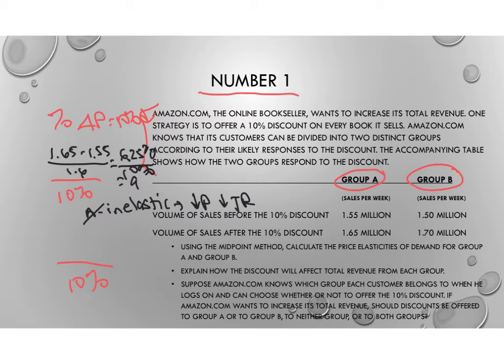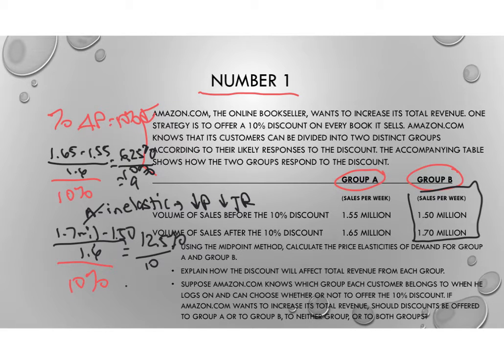For Group B, I am looking at the sales that are here on my schedule, okay? And I'm using the midpoint formula, but I'm answering each of these questions at the same time. In this case, now I have 1.7 million minus 1.5 million all over 1.6 million if I'm using the midpoint formula. And in this case, I have a percent change that is going to be 12.5%, give or take. So with that 12.5% over 10%, I know that this is going to be elastic, okay? With an elastic good, if I lower the price, my total revenue should increase, okay?